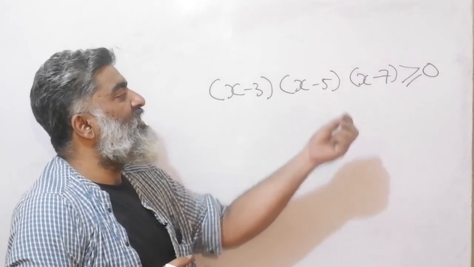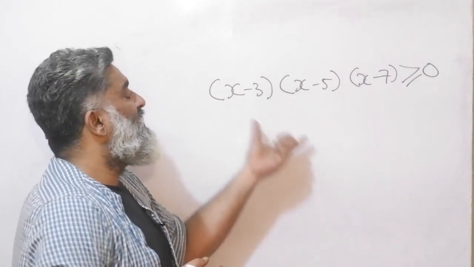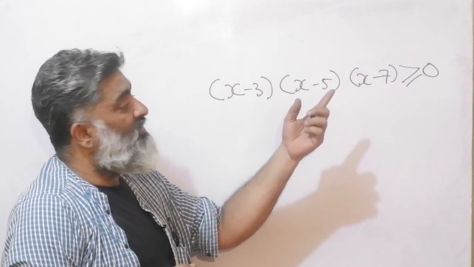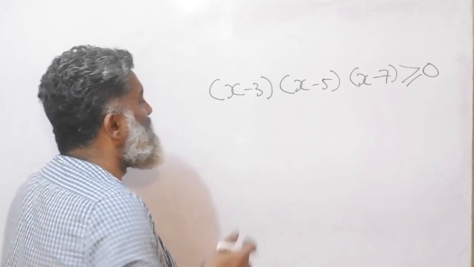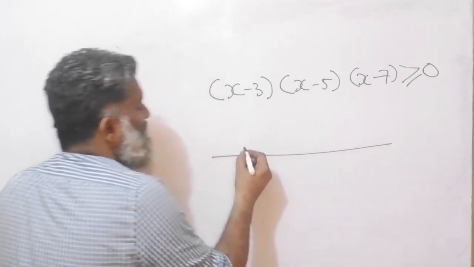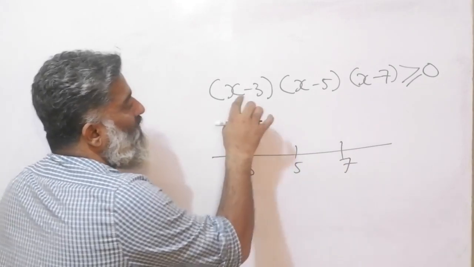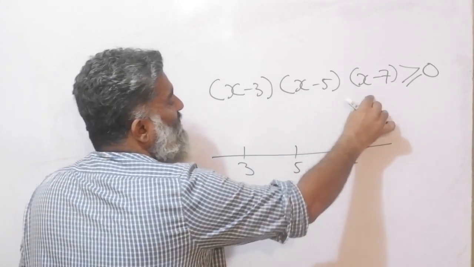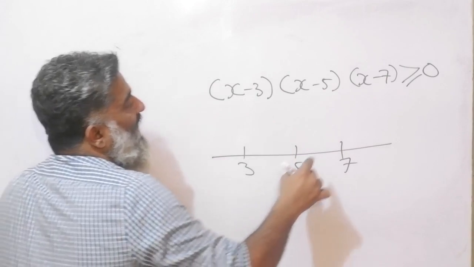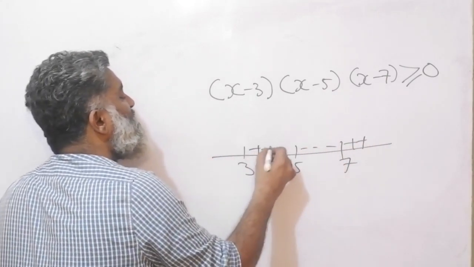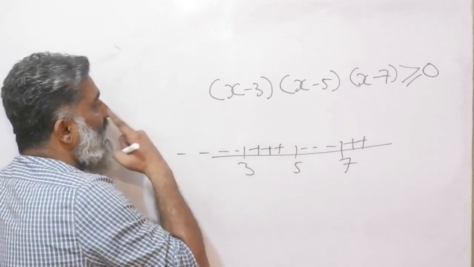Let's work with the nitty-gritties, or the specifics, of the expression. I give you this expression: x minus 3 into x minus 5 into x minus 7 greater than or equal to 0. I know the process: mark 3, 5 and 7 on the number line, where each part of the expression is going to be 0, the roots. And I know this region is going to be positive, this region is going to be negative, this region is going to be positive, this region is going to be negative.